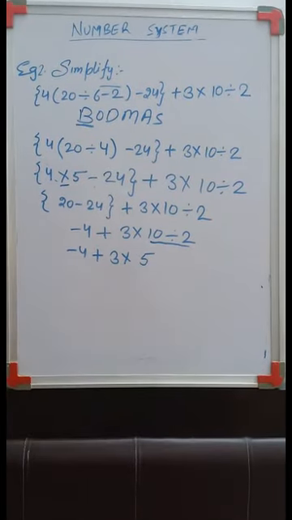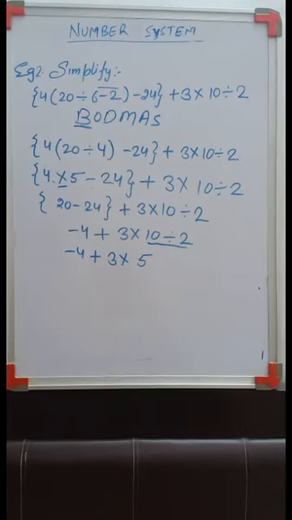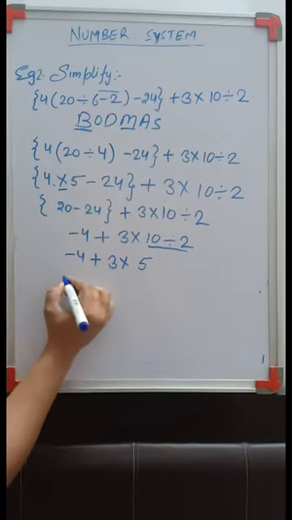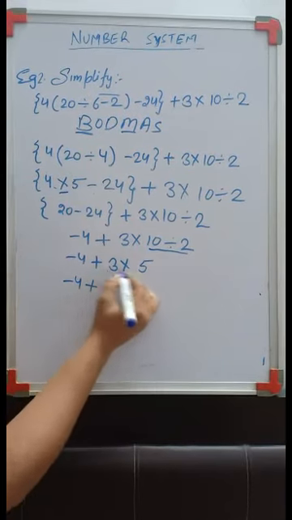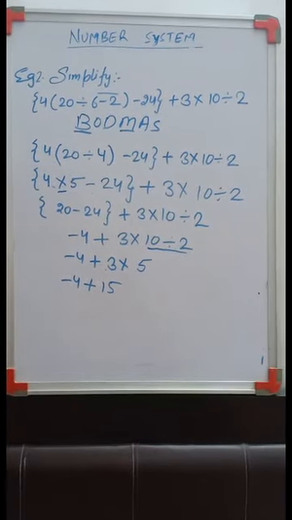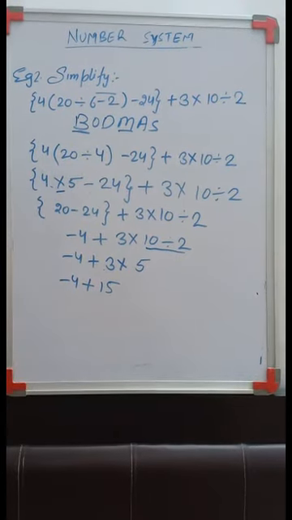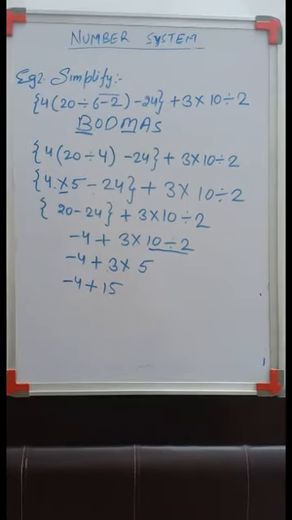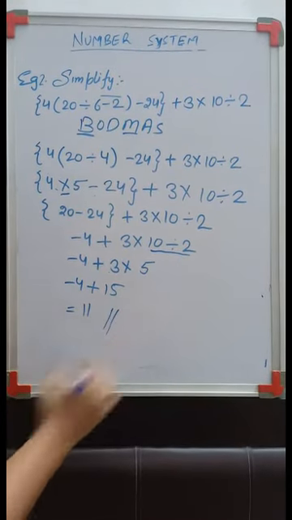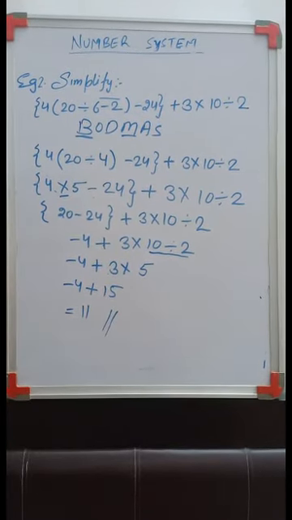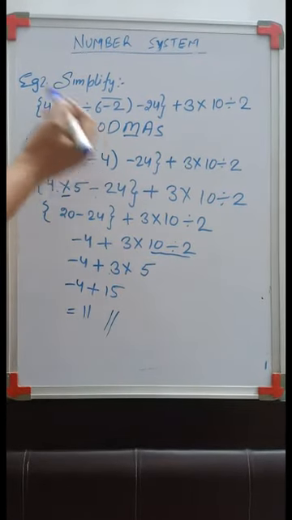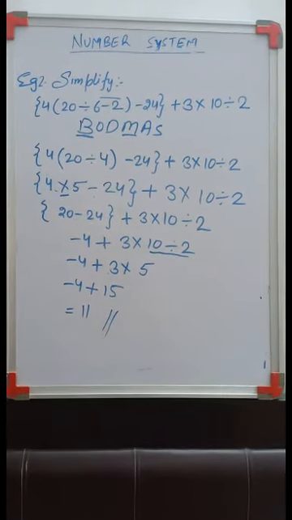5, right? So next is subtraction, addition and multiplication. So next is your multiplication. Minus 4 plus 3 into 5 is how much? 15, right? So in the last, minus 4 plus 15. The answer will be how much? 11. So here we get the answer 11. So in this example, we have solved all the brackets first, then we move to division.